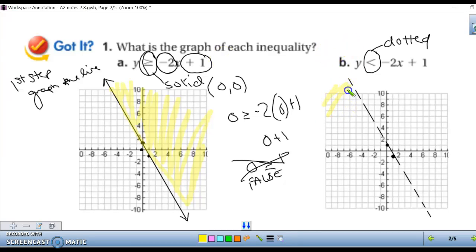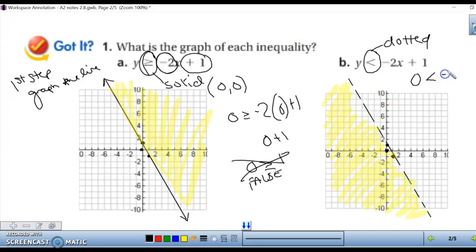Alright, we're going to shade below. And again, you can guess and check if you don't exactly know what to do. So we're going to guess and check 0, 0 again. If we plug in 0, 0 into the same equation, we get 0 is less than negative 2 times 0 plus 1. So 0 is less than, negative 2 times 0 is 0, 0 plus 1 is 1. Is this statement true? 0 is less than 1? Yes, it's true. So 0, 0 needs to be a part of the shaded region, which it is.